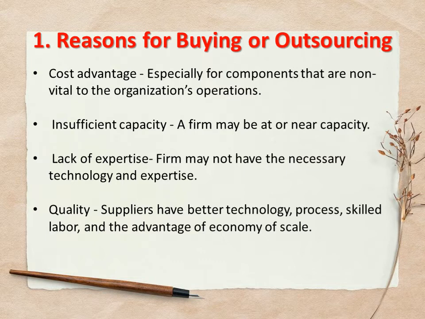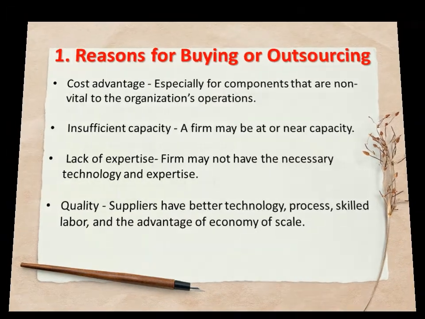Quality. Suppliers have better technology, skilled labor, and the advantage of economy of scale. When we outsource, they are more specialized because it is their line of business, therefore they have improved their quality. So we just buy, because if we make it ourselves, the quality of our product may not yet be there. So that is the reasons for buying.